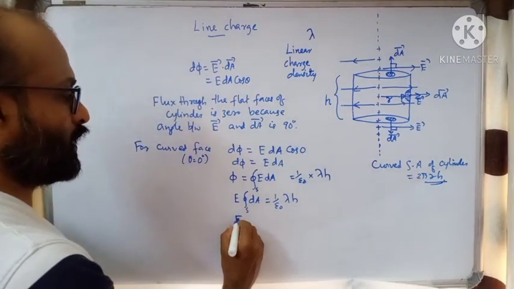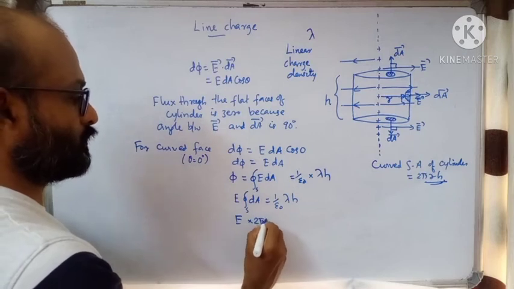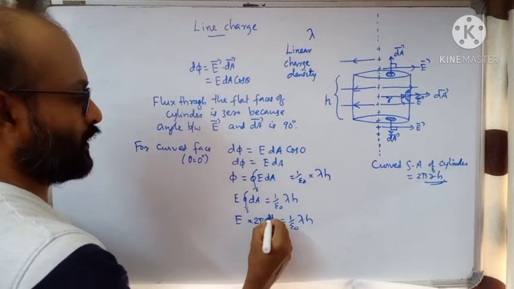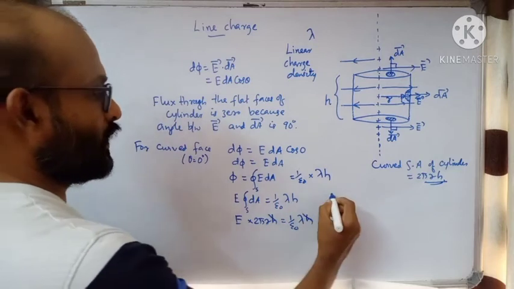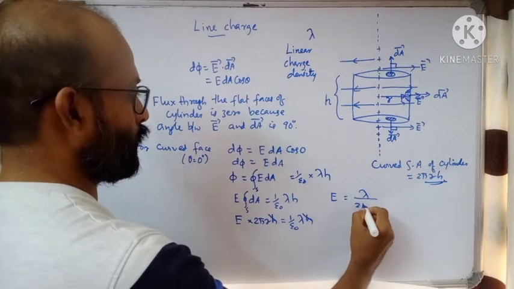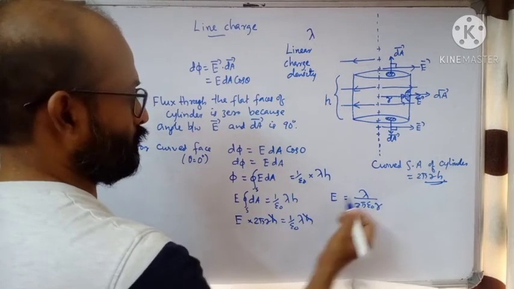So I write E into 2 pi R h is equal to 1 by epsilon 0 times lambda into h. h cancels. Now what is E? E is equal to lambda by 2 pi epsilon 0 R.